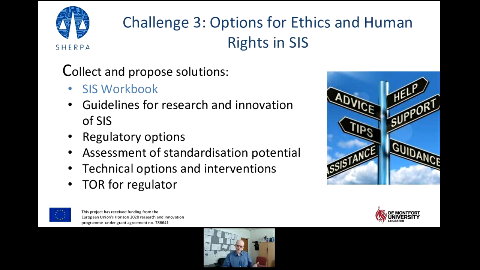The core aspect of that is what we call the SIS Workbook. That's basically a page on our website where all our insights will come together. So you'll be able to find the case studies there, the scenarios there, and our reports there, as well as our suggestions on what could be done. And the suggestions will include the following. We will suggest guidelines for research and innovation. So how can people who do research on these technologies actually deal with ethical and human rights issues?